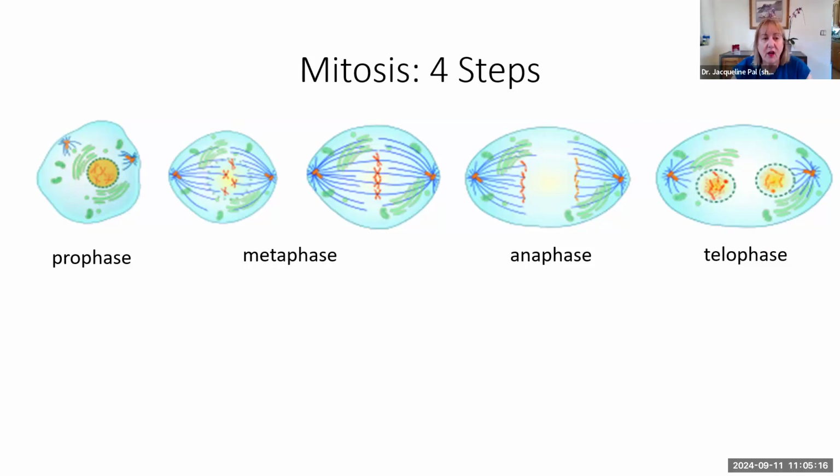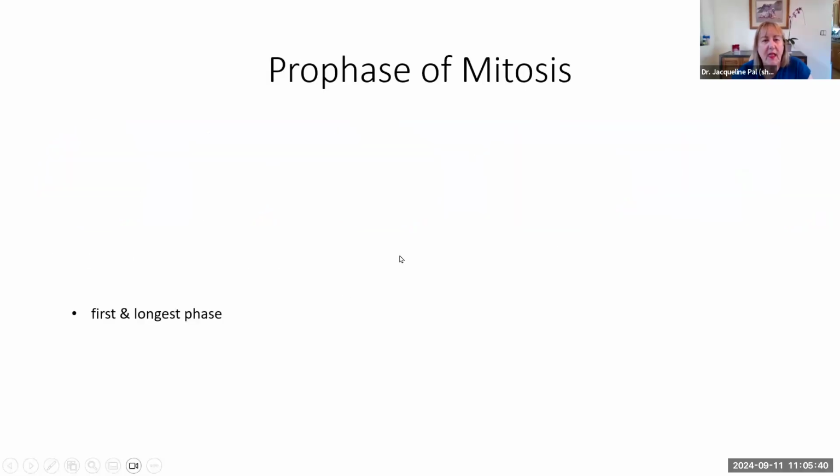The first step is called prophase, as in before the stuff that is happening. Metaphase, stuff is happening in the middle. Anaphase, we're away from the middle. And telophase, we are ending. Think of telophase kind of as the opposite of prophase. So let's get to it, shall we?